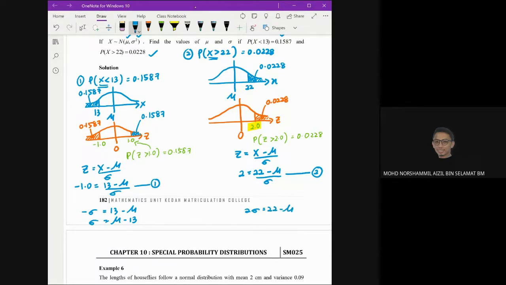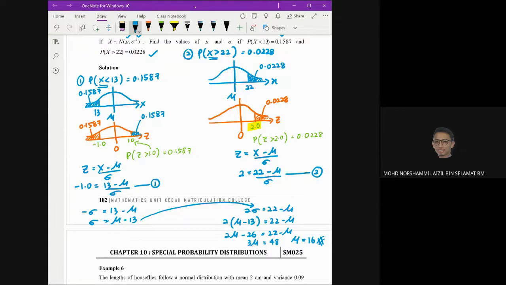So this one we can substitute into sigma, right? Right? 2 times mu minus 13, then 22 minus mu. So what do we get? 2 mu minus 26, 22 minus mu. So 3 mu on the left hand side. Right hand side will be 48. So what do you get for mu? Mu you get 16.